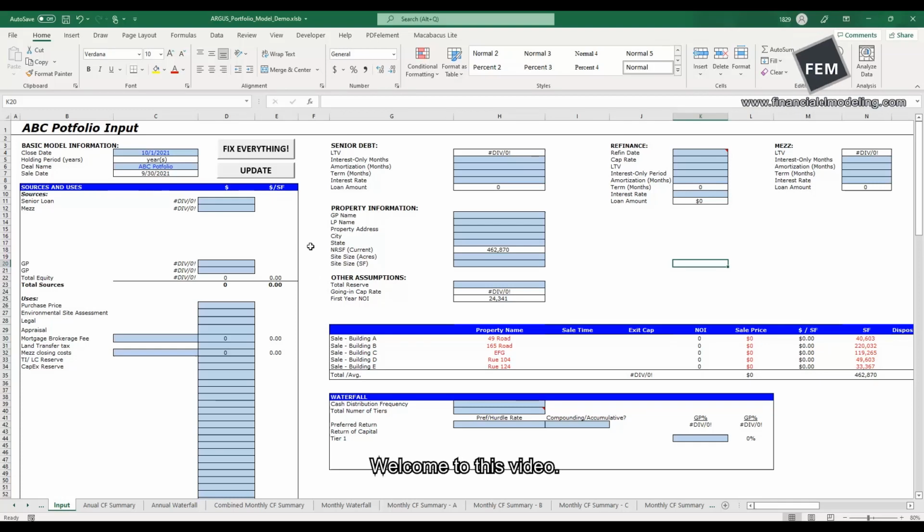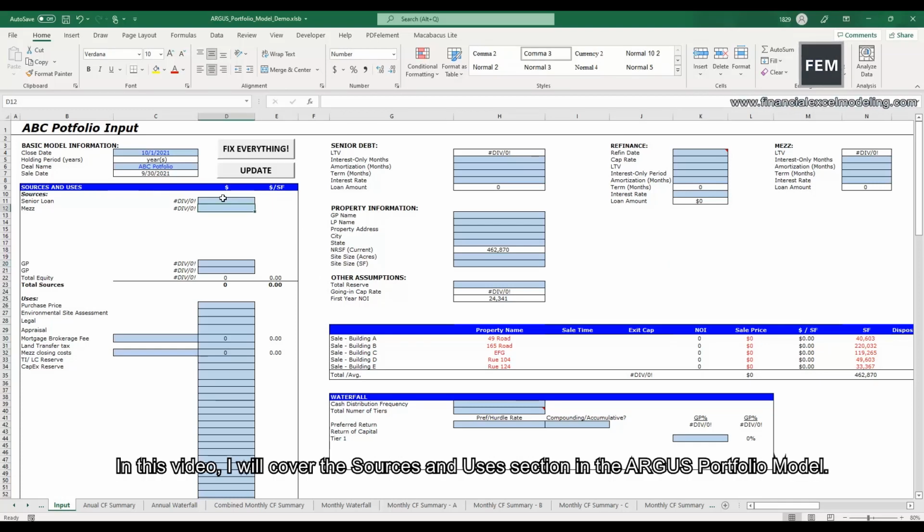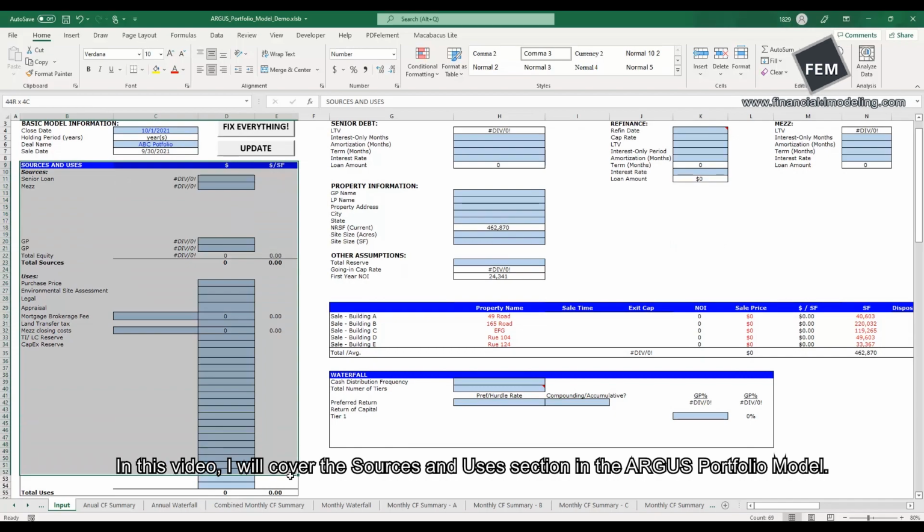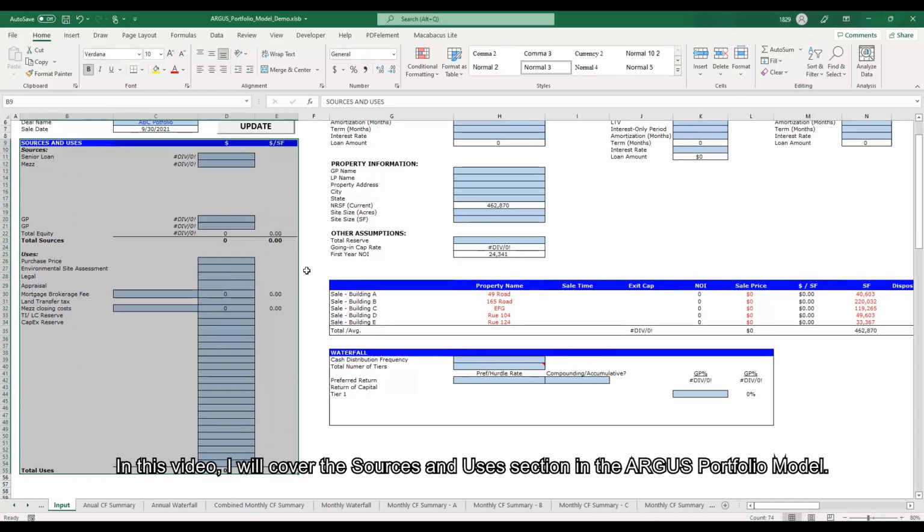Welcome to this video. In this video, I will cover the sources and the uses section in the ARGUS portfolio model.